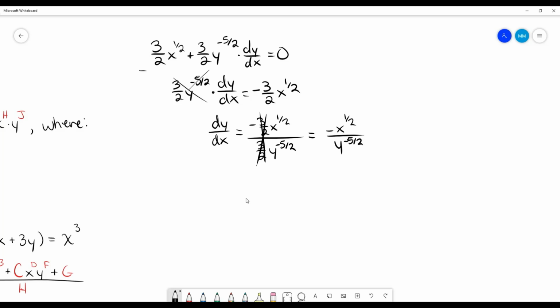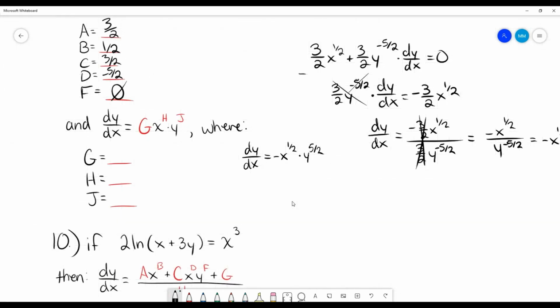Let's just use our exponent rules. So this is going to be negative x to the 1/2 times y to the positive 5/2, right? Because if it's negative, it's on the wrong side of the fraction line, is how I like to think about it. So we just found dy/dx equals negative x to the 1/2 times y to the 5/2.